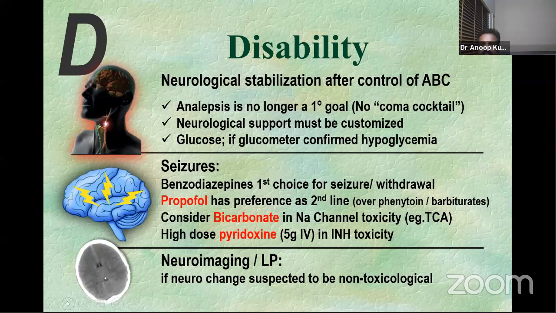You can unmute and answer, others can type. One person can unmute and answer. Which is the best marker of seizure potential in a patient with tricyclic overdose?